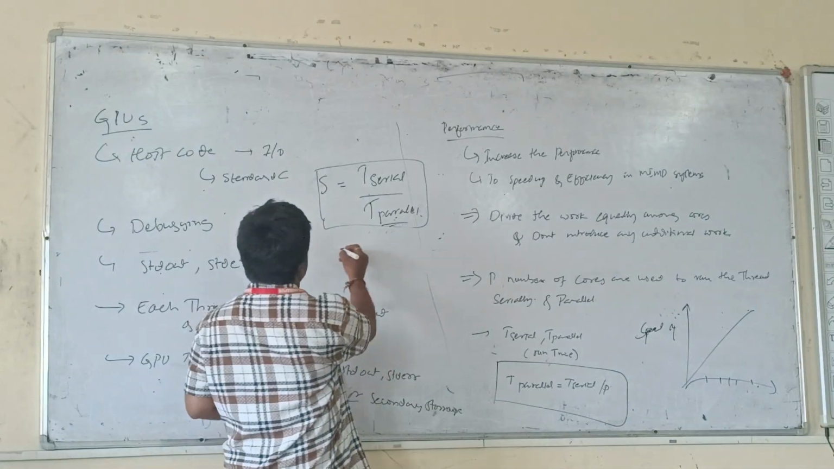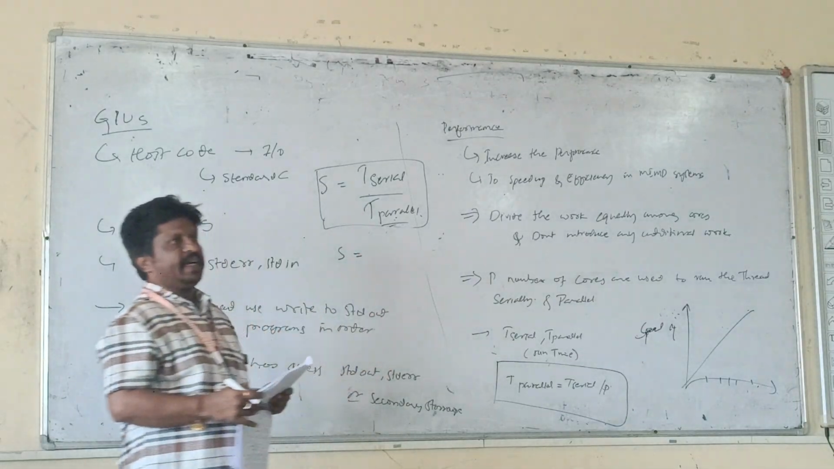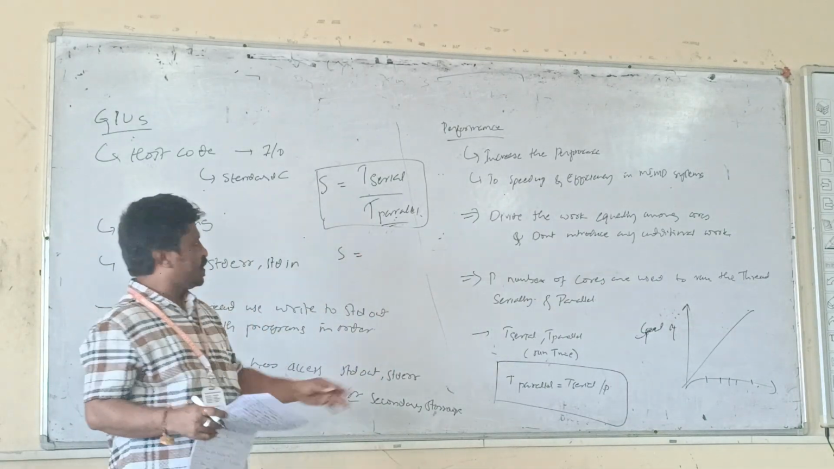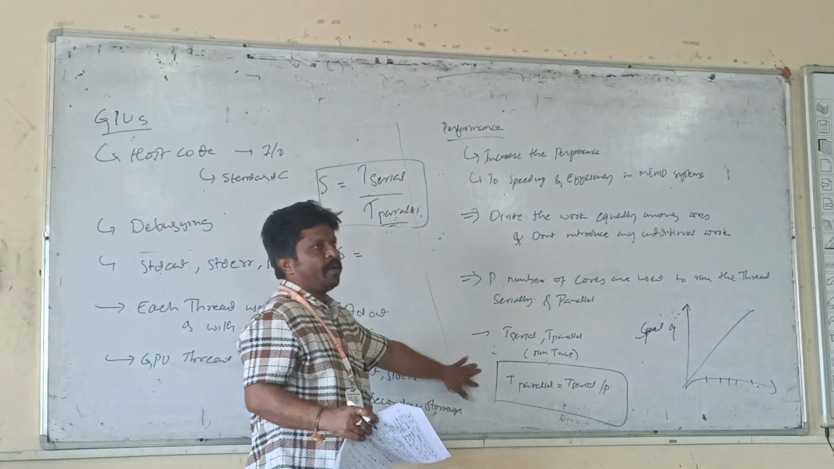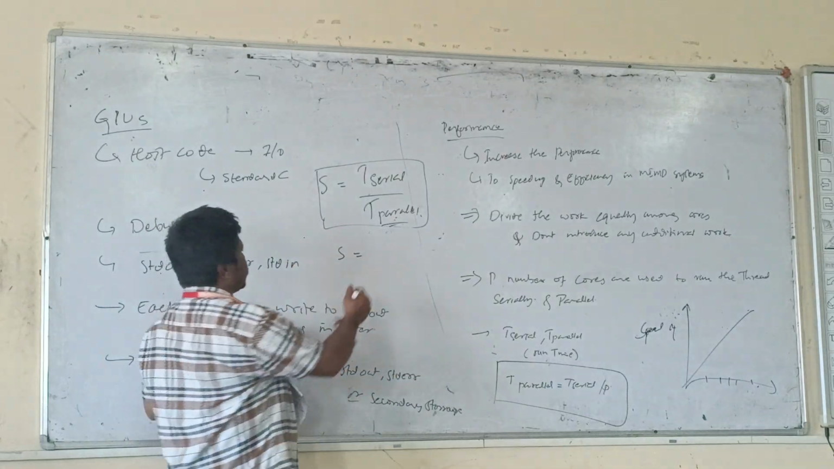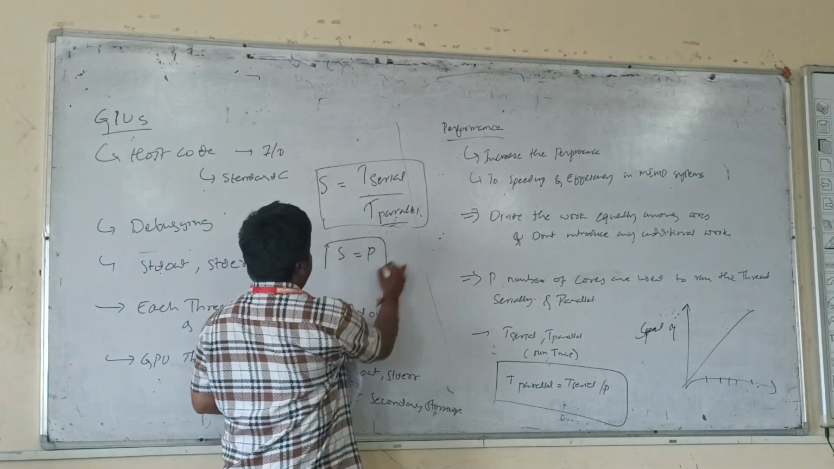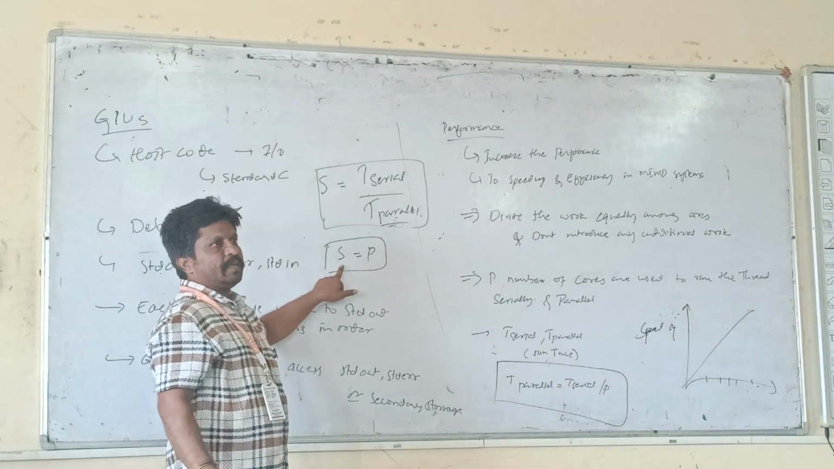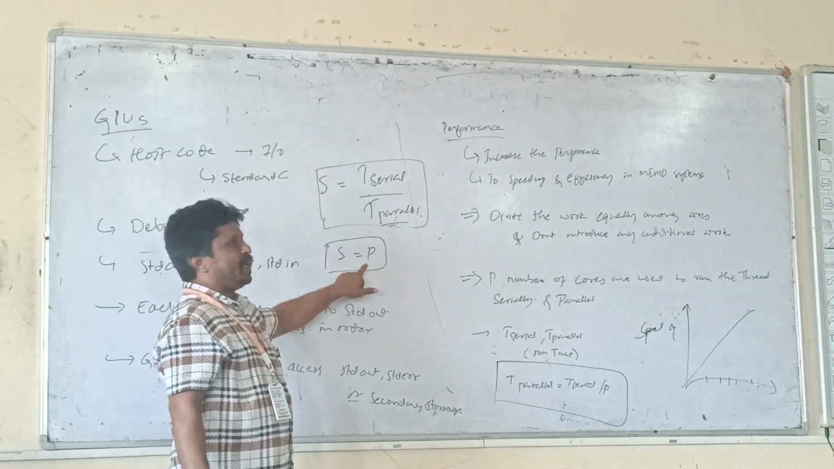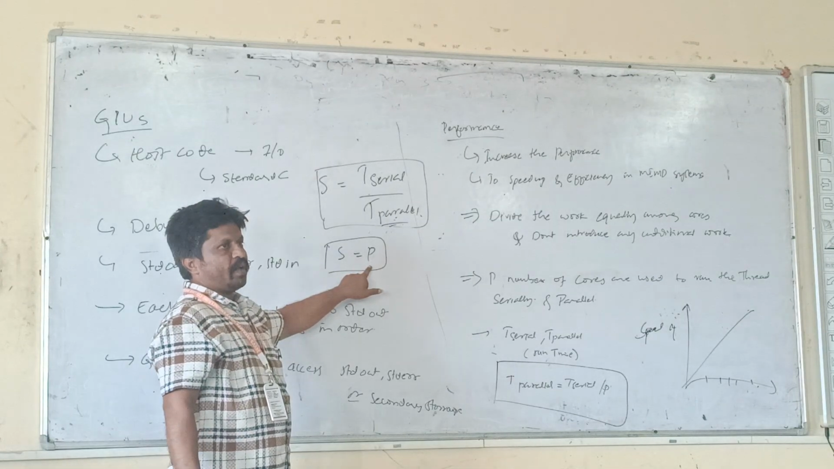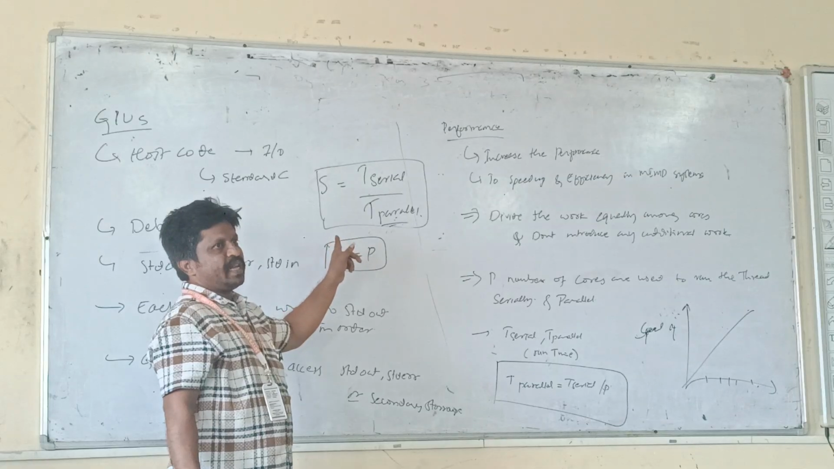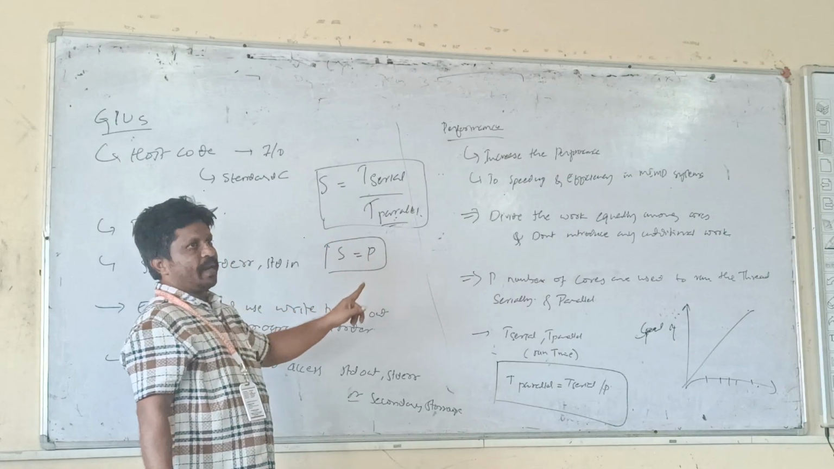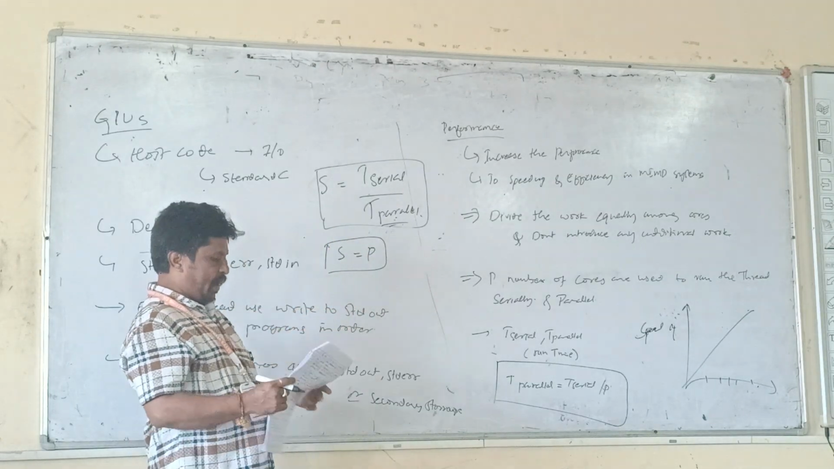In such a situation, if you want linearity in the speed up, we have seen the linearity in the execution time, but we can get linearity in the speed up also with S equals P. S is the speed up, and P is the number of cores we are using for converting the serial program to the parallel program.